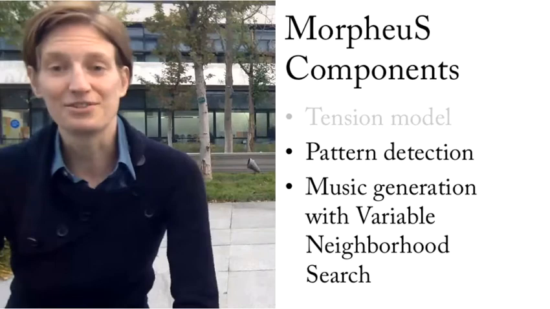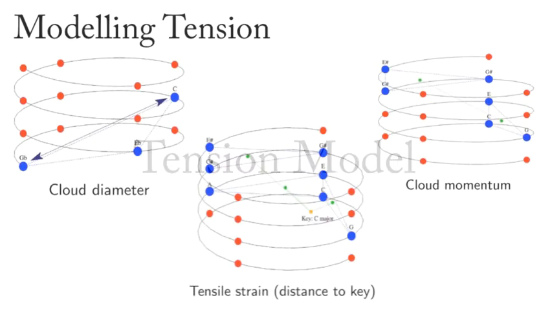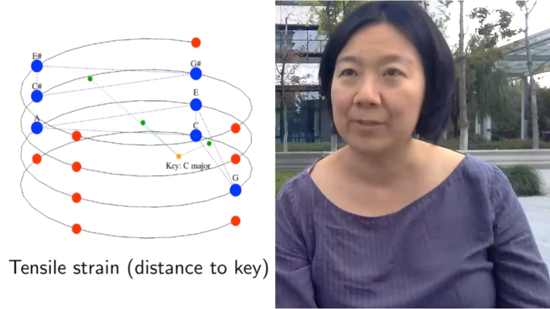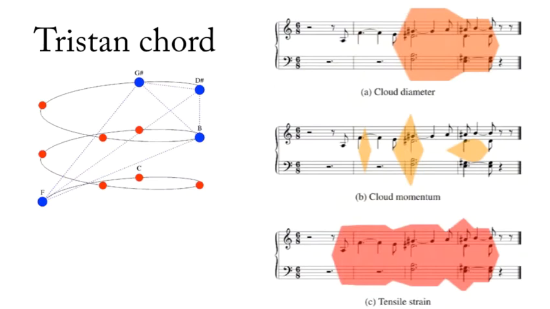The tension model is based on the spiral array. The cloud diameter measures the dissonance, the tensile strain measures the distance from the global key, and the cloud momentum measures the harmonic motion. These are the tension parameters of the Tristan chord.